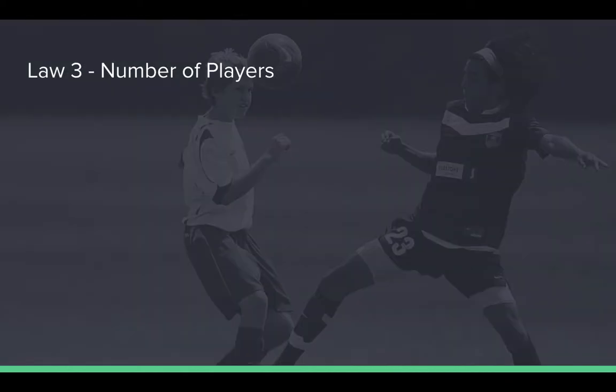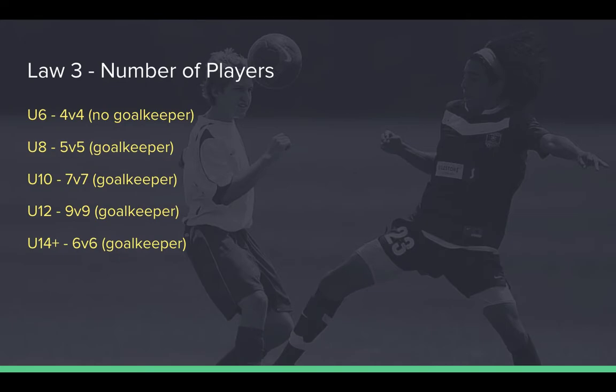Number of players. There must be no more than 11 players on the field of play for either team. A minimum number of players is usually 7. Some youth leagues, including CUSC, encourage games with less than 11 players to help in development of young players. You can see our club's guidelines on the screen.